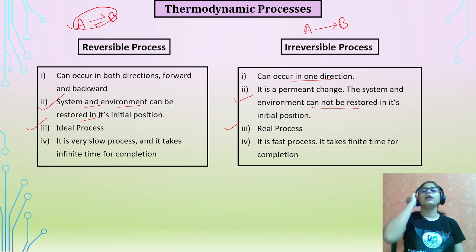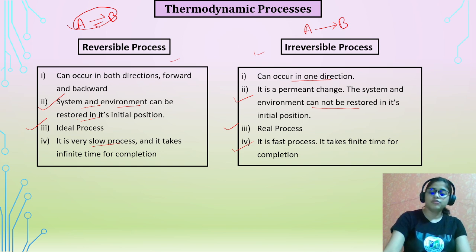So here, these processes are all irreversible processes. A reversible process is very slow, because forward and backward reactions are both going on, so it takes infinite time for completion. And here it is a fast process that takes finite time for completion. The idea of reversible and irreversible will also be helpful when we solve questions and derive various formulas.